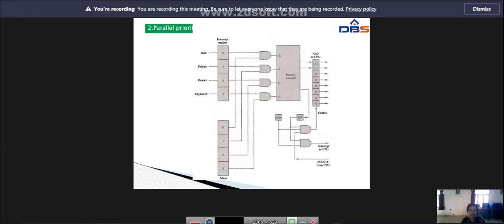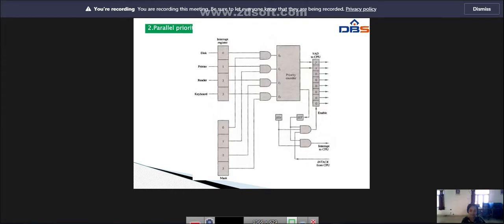Okay, 4 inputs to the priority encoder. In this way an interrupt is recognized only if its corresponding mask bit is set to 1 by the program. If both IEN and IST are equal to 1, the CPU goes to the interrupt cycle, and the priority encoder generates 2 bits.